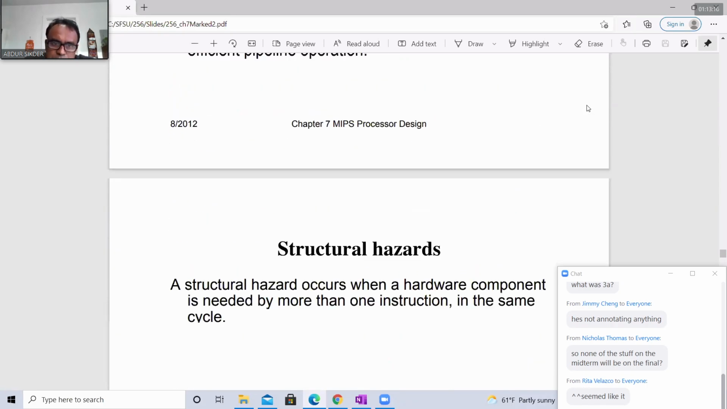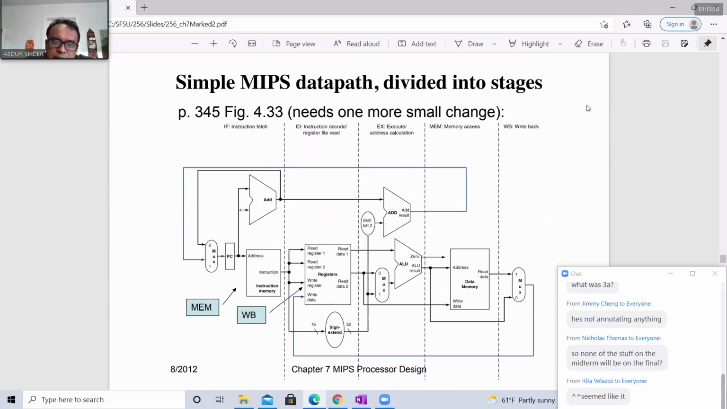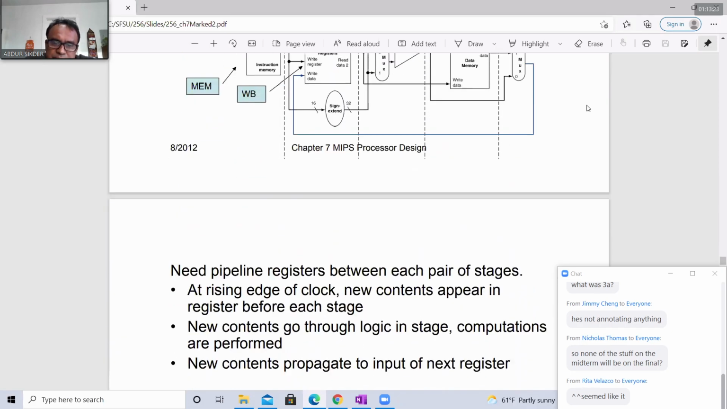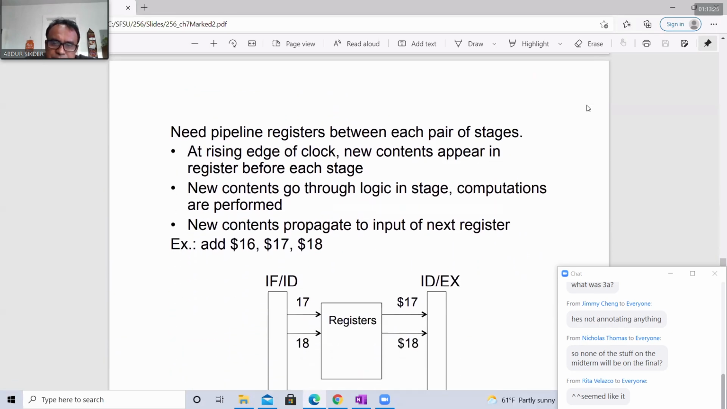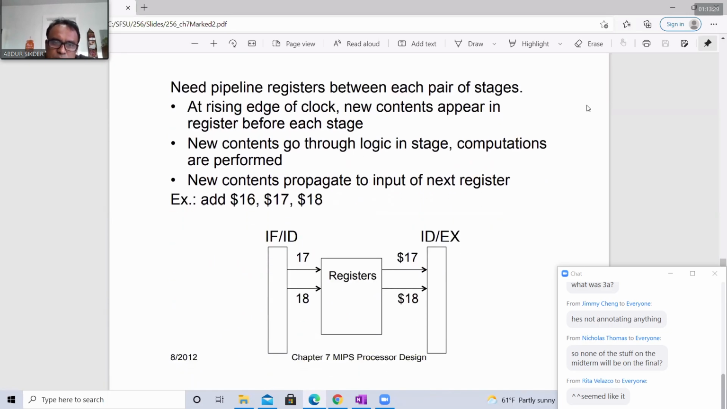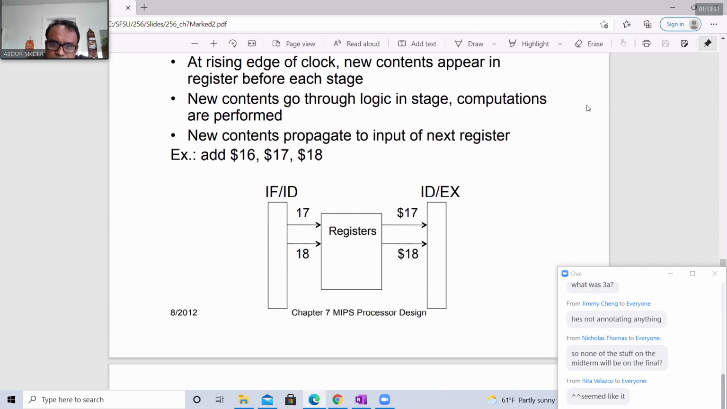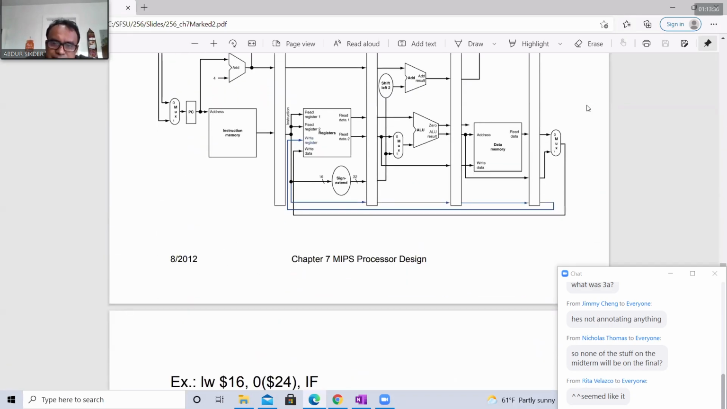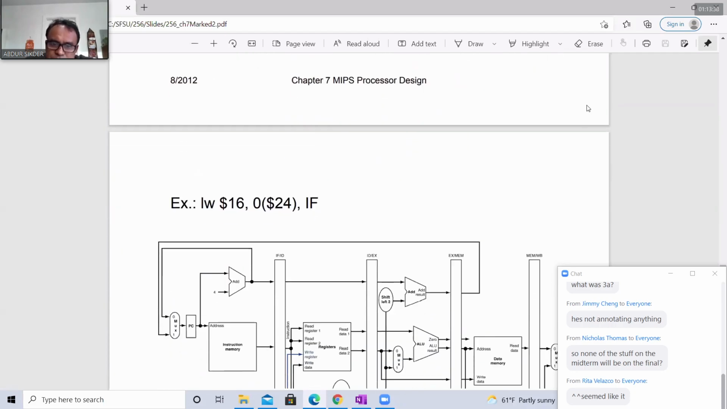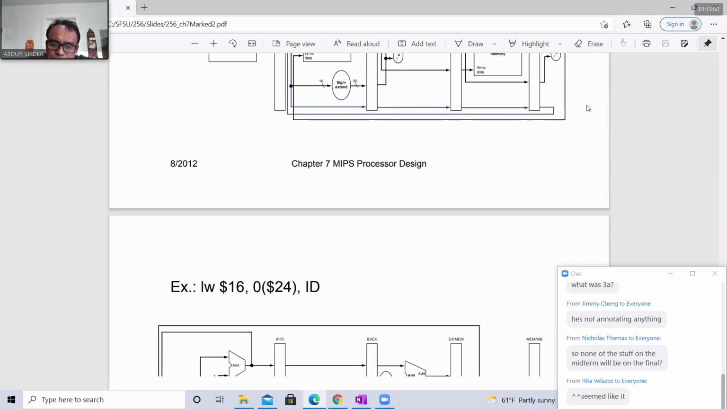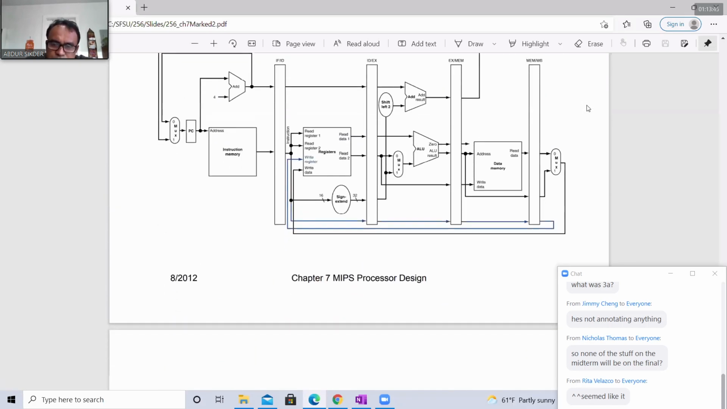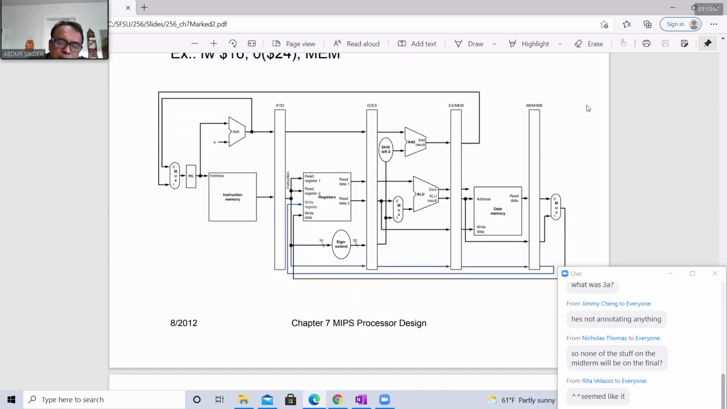So this is the pipeline: a simple MIPS datapath divided into stages. It's a datapath. We need pipeline registers between each pair of stages. At the rising edge of the clock, the new contents go through the logic and propagate to the input of the next register. So it's talking about this circuit again, load word, store word, the decode phase, the execute phase.